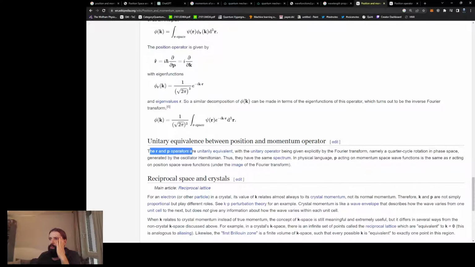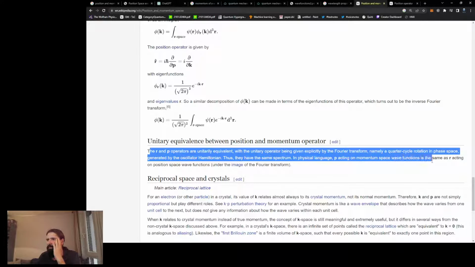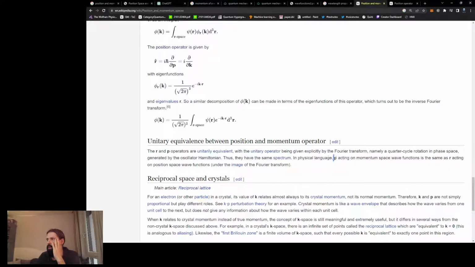The R and P operators are unitarily equivalent, with the unitary operator being given explicitly by the Fourier transform, namely a quarter cycle rotation in phase space. In physical language, P acting on momentum space wave functions is the same as R acting on position space wave functions.